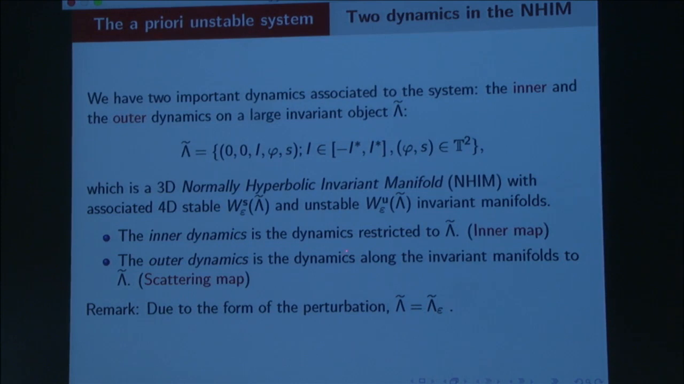The inner dynamics will mean that we restrict to this 3D object and study what happens here. Of course, here there will be no diffusion, and it will be easy to study, of 1.5 degrees of freedom. And the interesting part, at least we are more focused on this, is to study the scattering map, that is, the set of homoclinic orbits going to this set, and to see how many of them we have, which are useful, which not, what is the freedom that we have, etc.